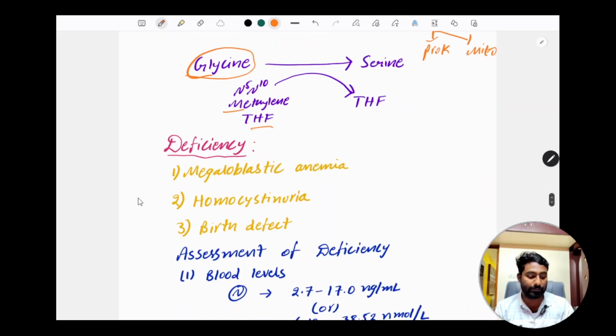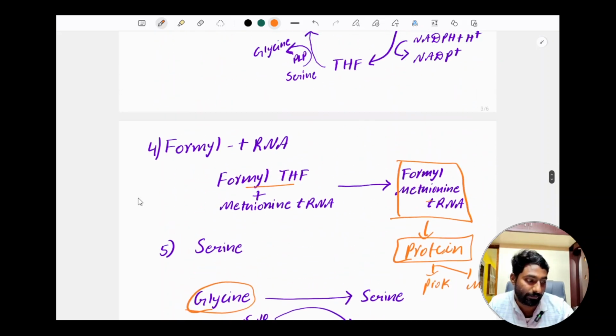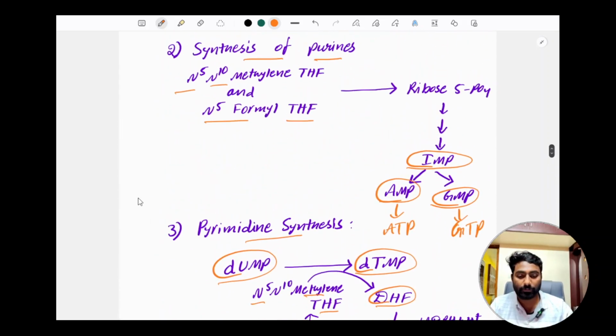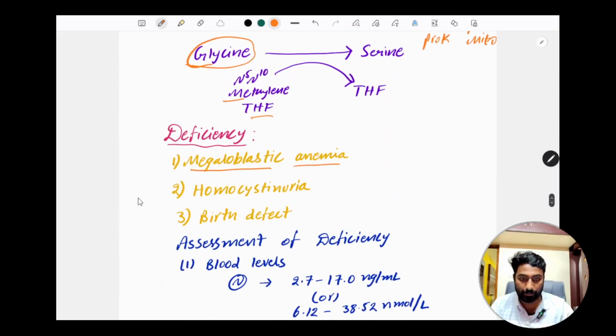If we see the deficiency manifestations, students, it will cause megaloblastic anemia. Why megaloblastic anemia, students? It is mainly because of folate deficiency; these things are not produced, so DNA and RNA synthesis is hampered, and because of that there will be immature RBCs in the blood. They are larger in size compared to the mature RBCs.